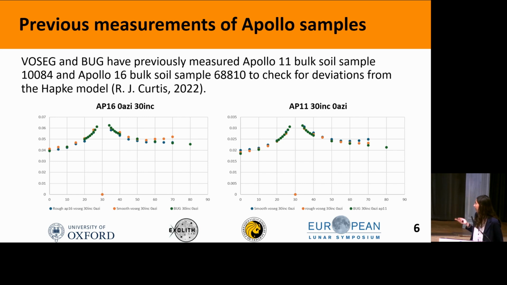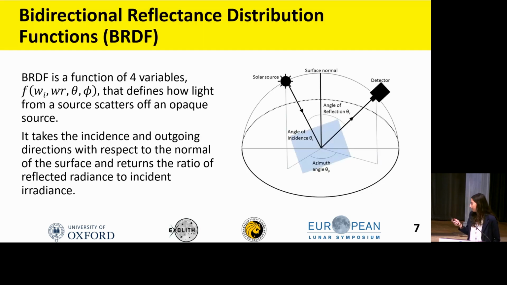So bidirectional reflectance distribution functions, what are they? Well, it's just a function of 4 variables that takes the incidence and reflectance directions and returns the ratio of reflected radiance to incident radiance.